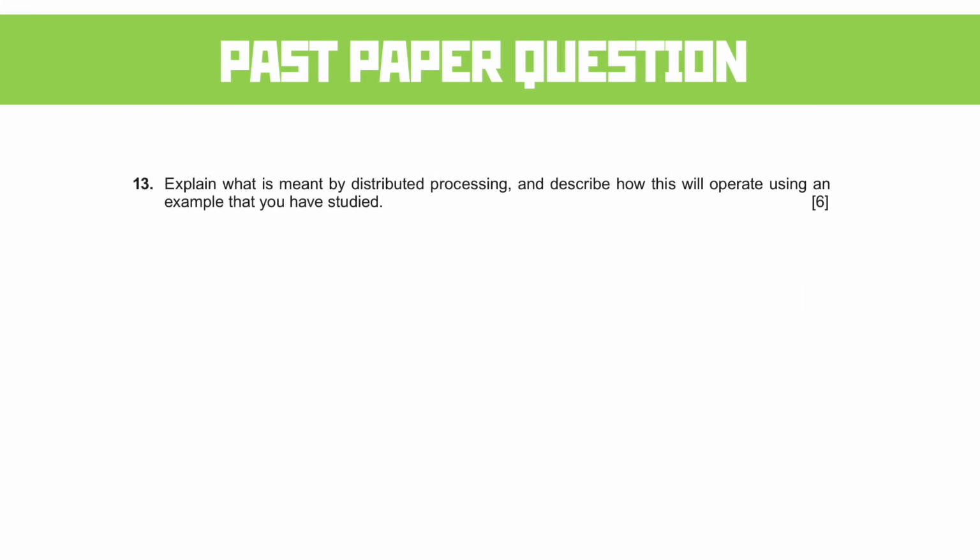Question 13, explain what's meant by distributed processing and describe how this will operate using an example you've studied for 6 marks. So remember, distributed processing is processing computing tasks by sharing the load between computers in different locations. It's different from parallelization because parallelization is where we split the task up in one location. Distribution is where we split the task up between lots of different computers in lots of different places.